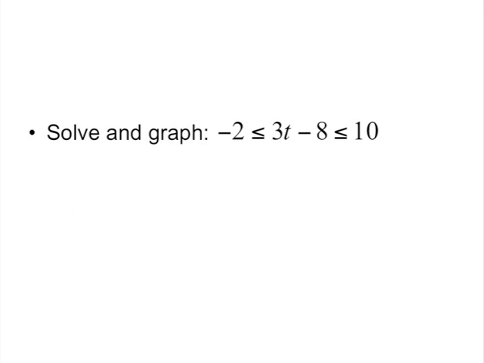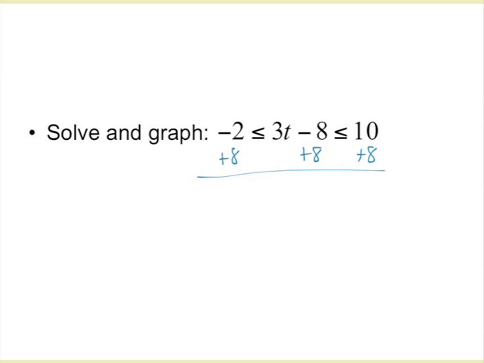So this is an and problem. It's all together in one piece. Our goal is to get the t alone, just as it always is. But whatever I do to one part, I must do to all 3 parts. So I'm going to add 8 in the middle to get the t alone, but I then need to do that to the left and to the right as well, on each side of an inequality symbol. So that gives me 6 is less than or equal to 3t, which is less than or equal to 18.